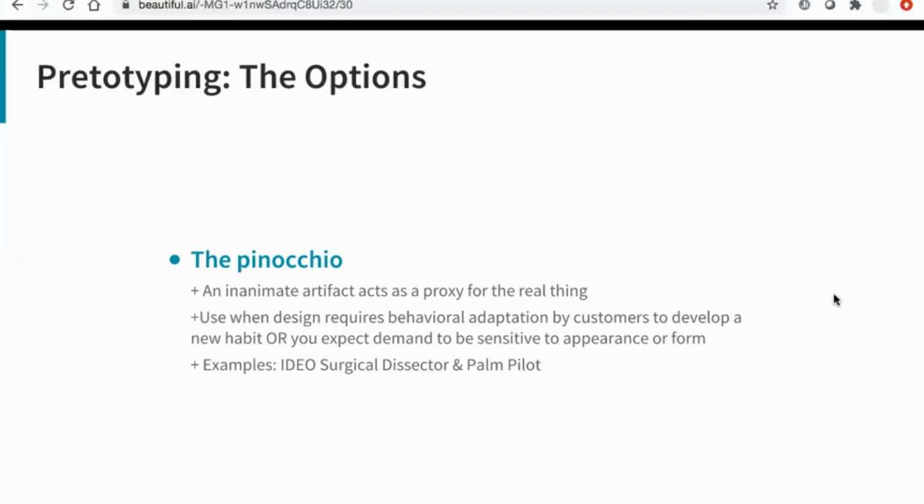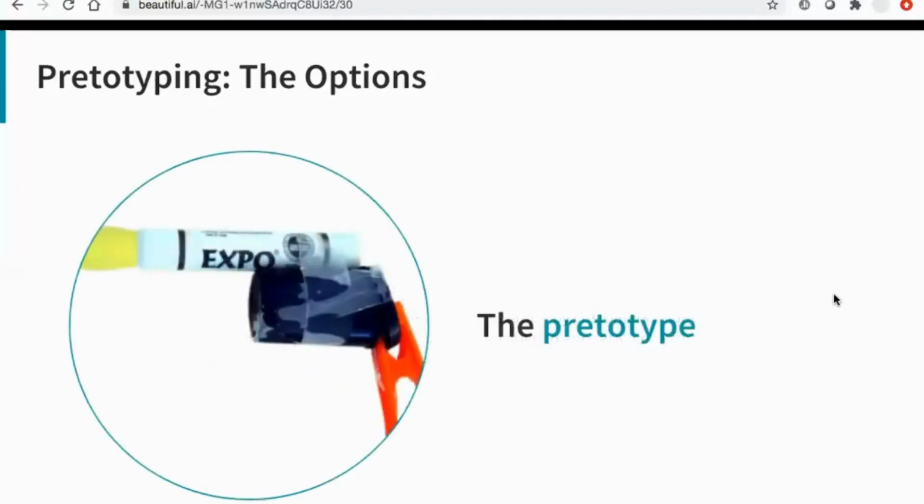Another example of this would be the IDEO surgical dissector. IDEO is a design firm on the West Coast, well, actually more national now, but they created this surgical dissector for surgeons to use as a better tool in surgery. And instead of just building this very expensive tool, what they first did was design the form. As you can see, this is an Expo marker, a film canister, and a clothespin. Essentially they just wanted to mimic the form of what they ultimately wanted this final product to look like, to make sure when they put it in the hands of surgeons, is this something that works for you? Is this something that makes sense? When you put it in your hand, does it feel good for you to actually perform any sort of surgical procedure?